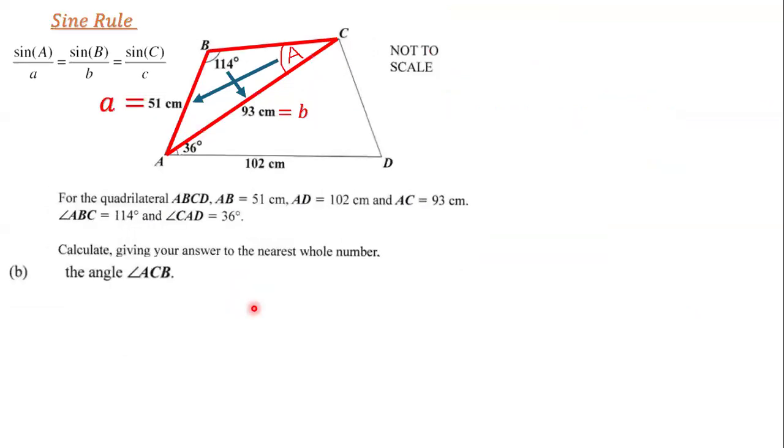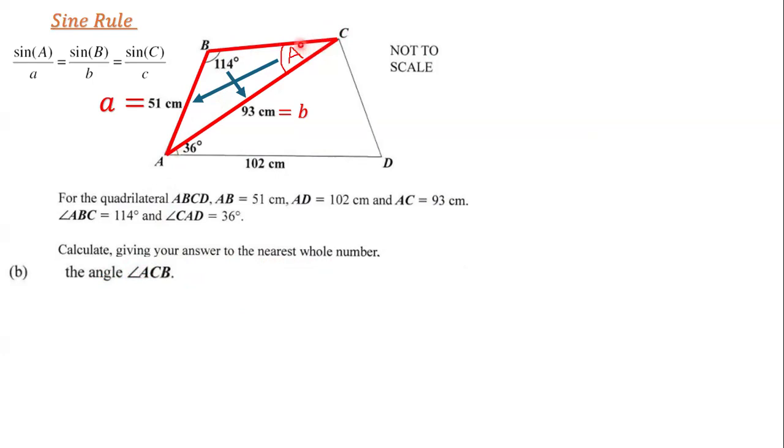Next, it says calculate, given your answer to the nearest whole number, the angle ACB. So what do they want? The angle ACB. This is A, this is C, and this is B. So they want this particular angle right here. Since they want this angle, we have to figure out what it is.